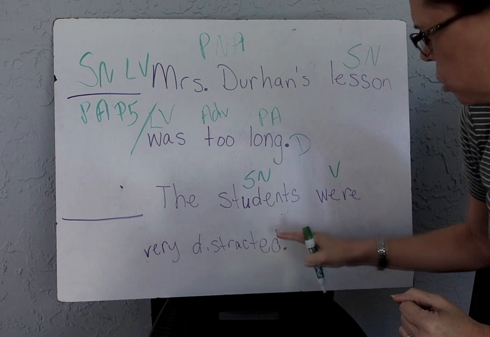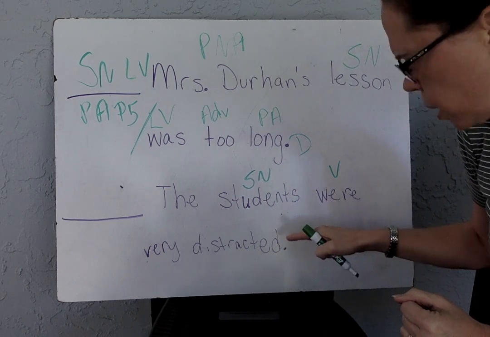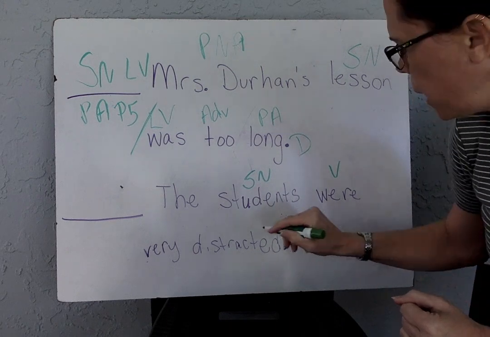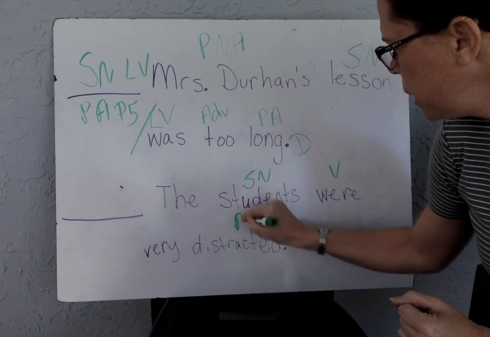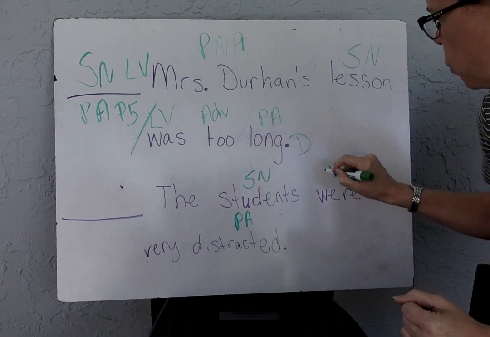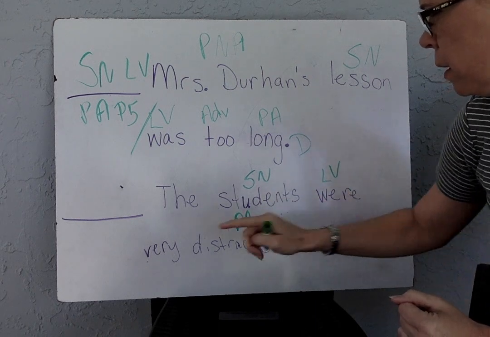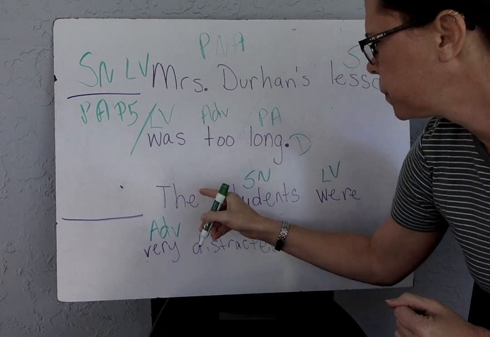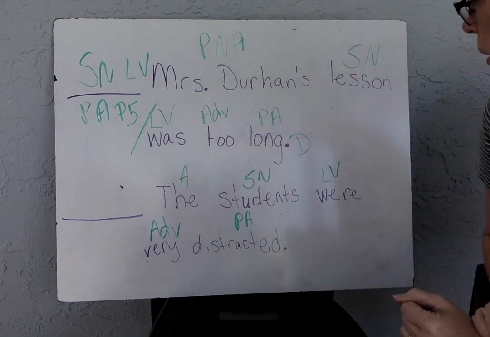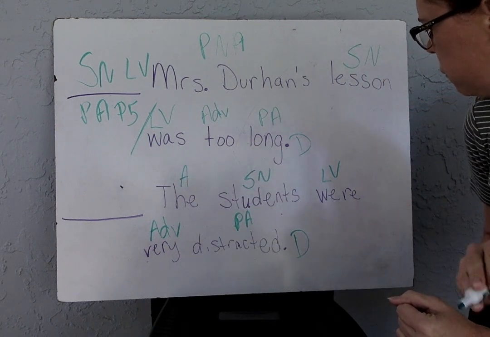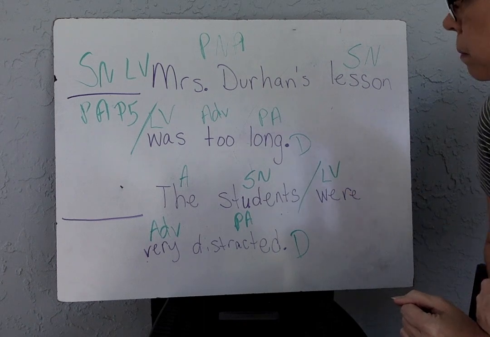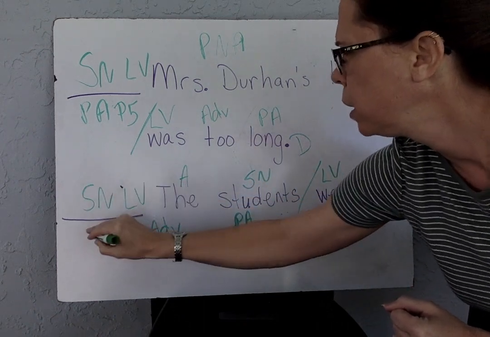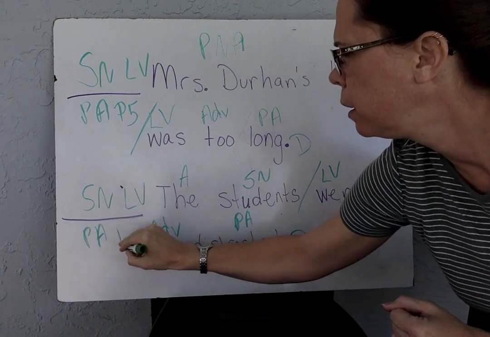Distracted. Does distracted mean the same thing as students? No, but it tells us what the students were like. So this is our predicate adjective. That makes were a linking verb. How distracted? Very distracted. Adverb. The, article. Period, statement, declarative sentence. Go back to the verb and separate. Subject, noun, linking verb, predicate adjective.